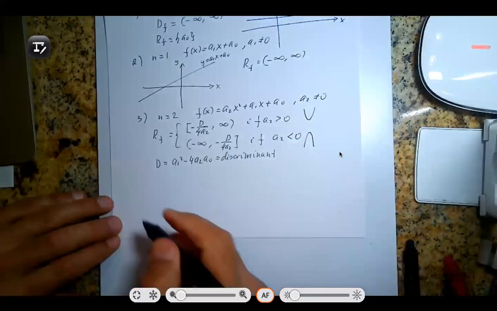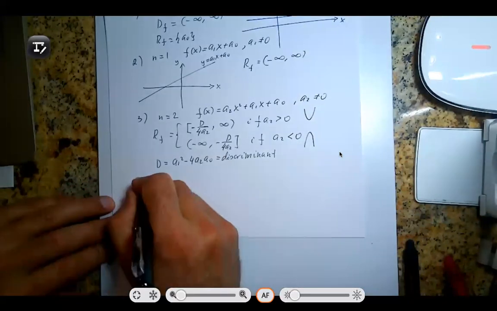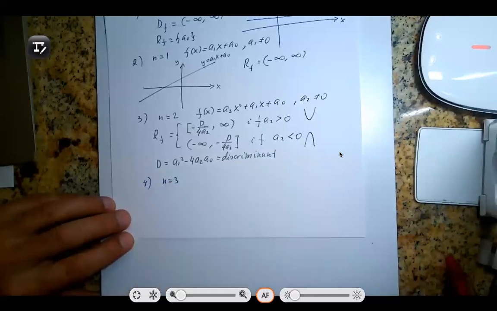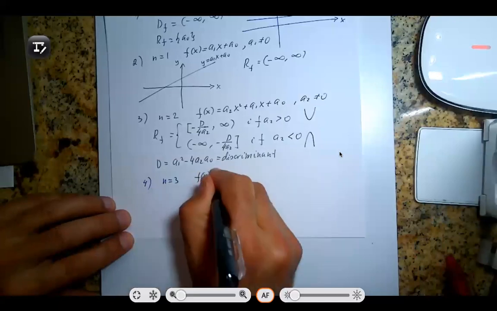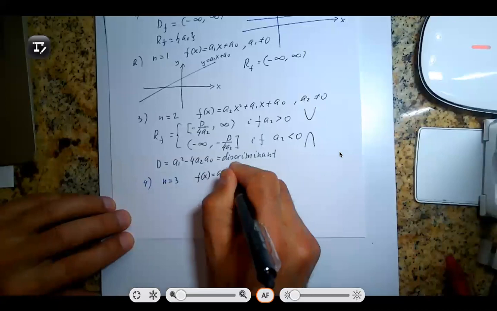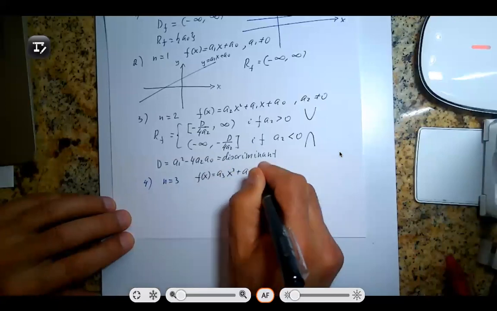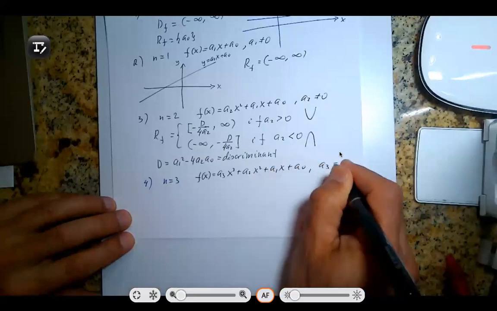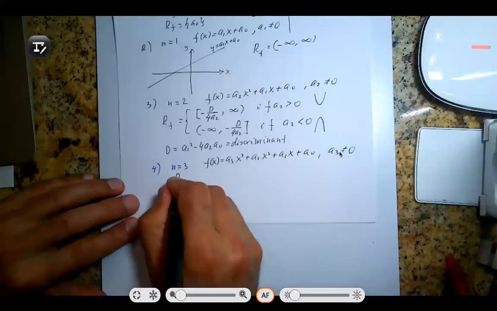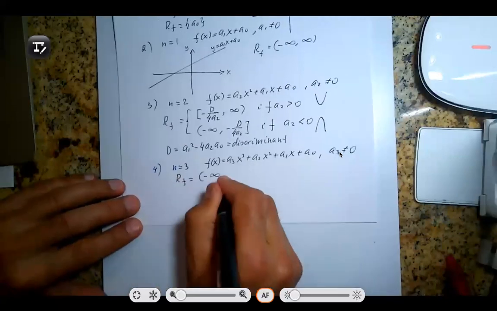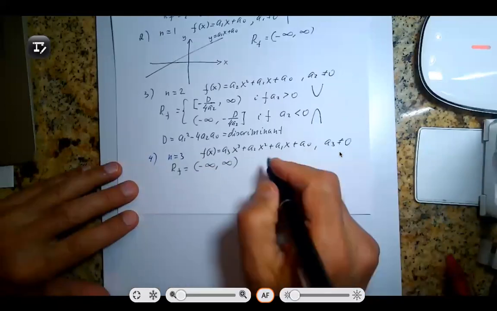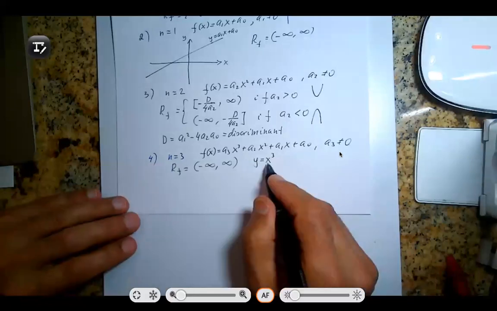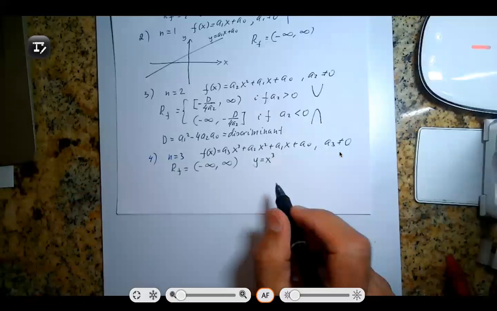So next one, n equals 3. Then you get a cubic function, a sub 3 x cubed plus a sub 2 x squared plus a sub 1 x plus a sub 0, with a sub 3 not 0. The range of this function is all real numbers. It behaves as a cubic parabola, y equals x cubed. All real numbers.